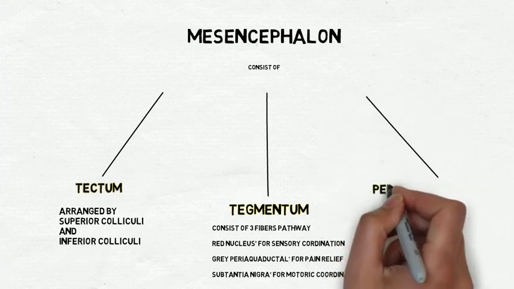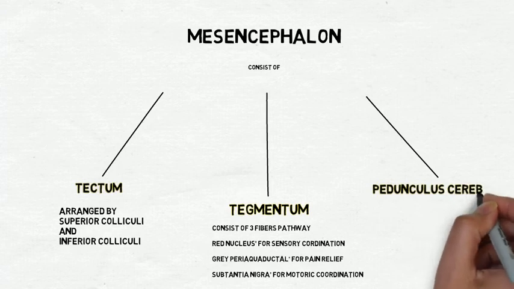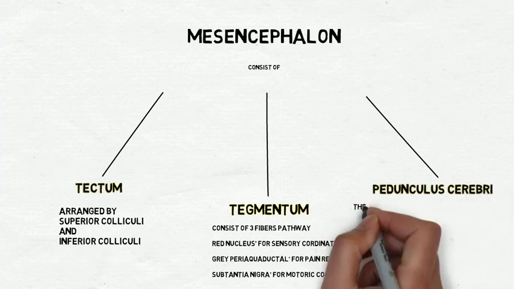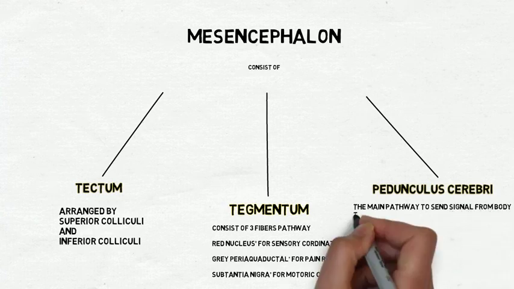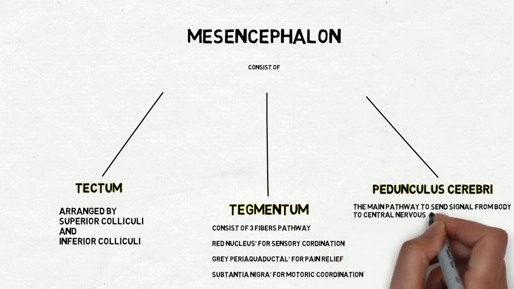And the last is the pedunculus cerebri, which is the main pathway to send signals from the body to the central nervous system. So these are the parts of the mesencephalon.